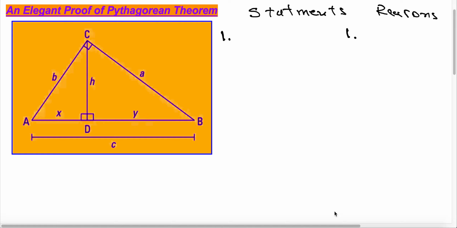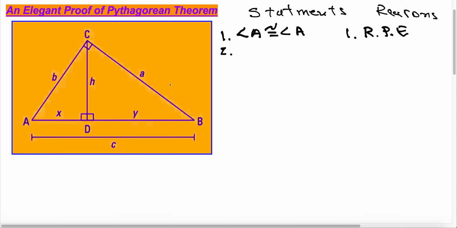Of Pythagorean theorem. So here we have three triangles: the small triangle, the medium triangle, and the big triangle. Let's compare first the small triangle and the big triangle. Are they similar? As we see here, both of them share the angle A. It means that angle A is congruent with angle A, by the reflexive property of equality.